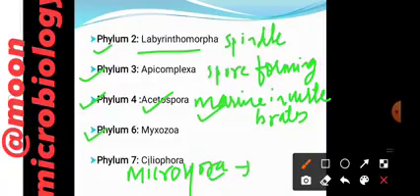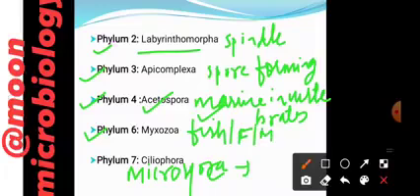Myxozoa are parasites of fish and worms, and they live in both fresh water as well as marine water. The last is Ciliophora, which itself says that cilia are present. They show sexual and asexual reproduction, and they are heterotrophic. An example of Ciliophora is Paramecium, in which cilia are present.